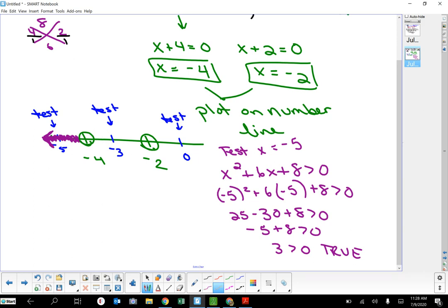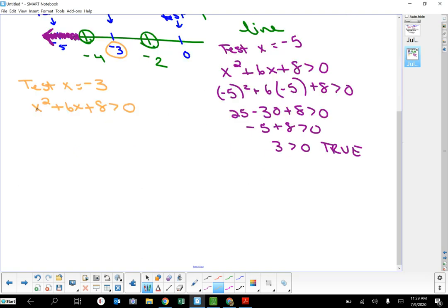So we'll do that one in yellow. We'll test this one in yellow. So we're going to test x equals -3. And again, x squared plus 6x plus 8 is greater than 0. If x is -3, then this is 9 minus 18 plus 8. 9 plus 8 is 17.